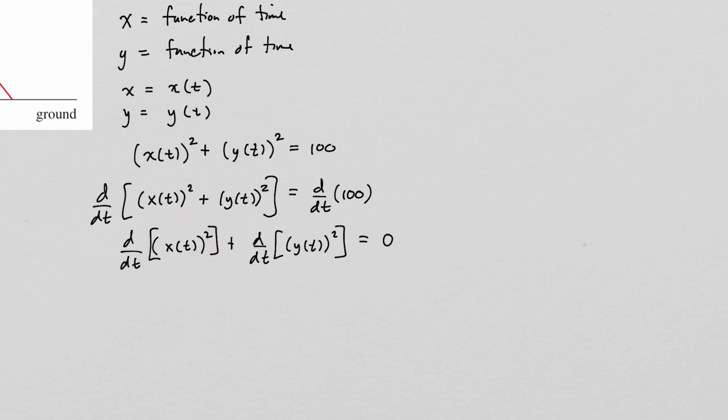So this is just the chain rule. For the derivative of anything squared, you bring the power down, subtract 1 from the power, and then multiply by the derivative of the inside. So the derivative is going to be 2 times x of t to the first power multiplied by the derivative with respect to t of x of t. And then we do the same thing for the next term. We're going to get 2 times y of t to the first power times the derivative of y of t.